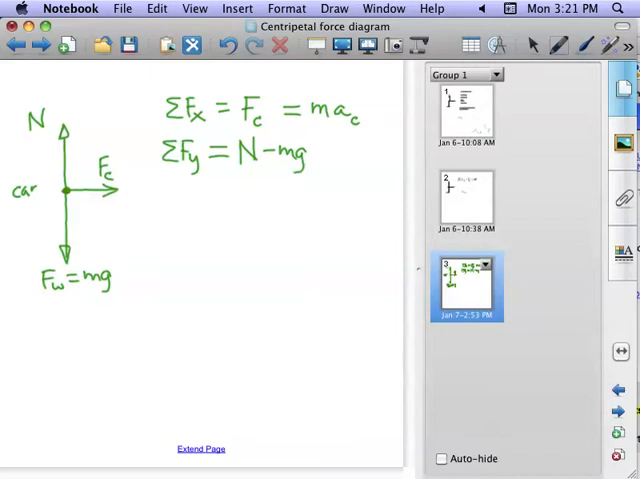Now since this car is sitting right here, we don't have any acceleration in the vertical direction. So that will equal 0. So this set of equations is going to be important for you to have for the test. All right. Now we're going to do this.